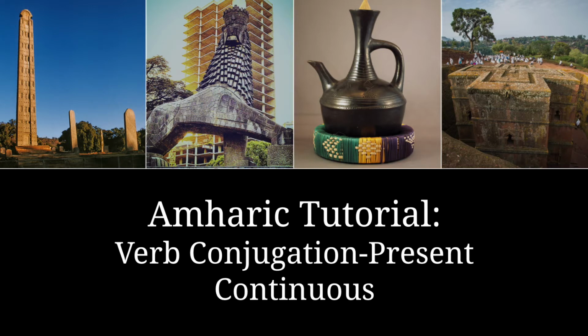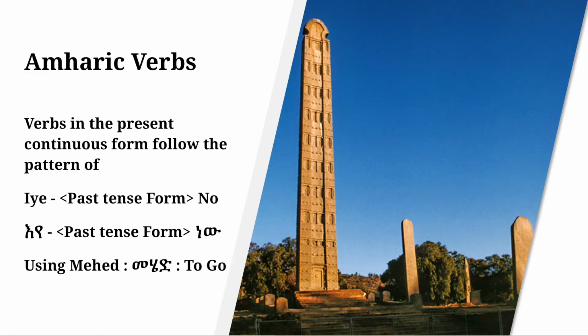In Amharic, the pattern that we have is we take the past tense form of the verb, and then we add a prefix of iya, and we add a suffix of no. So you just take that past tense, add that prefix, add the suffix, and now you've taken the past tense form of the verb and you've turned it into the present continuous form of the verb.